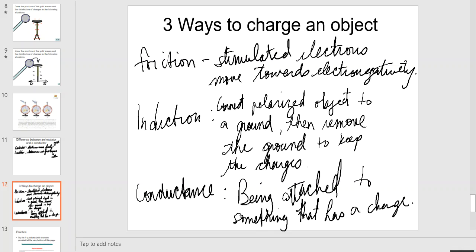So how am I charging this? That's what kind of charging? That's induction, because I'm the ground. Okay? And if I were to touch this, that would be conduction. That thing is charged by friction. There's your three examples of three different things. You good with that?